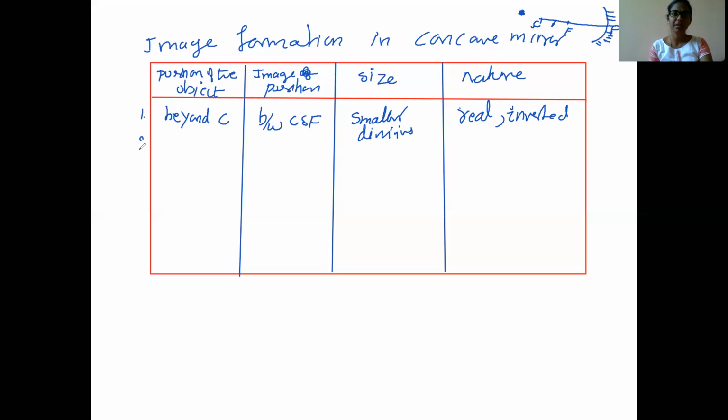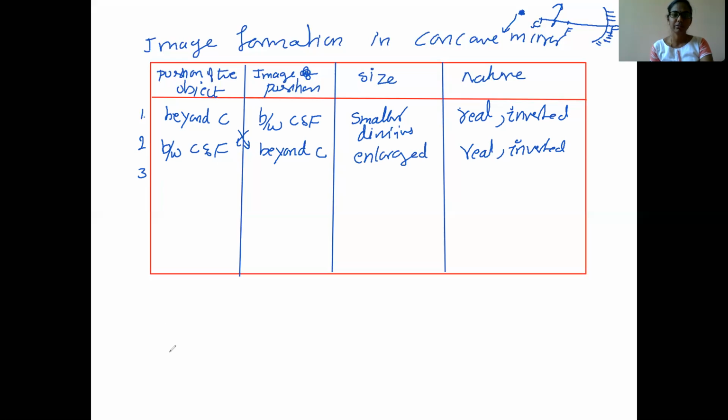Now when the object is placed between C and F, it is the vice versa of this. When the object is placed between C and F, the image will be formed behind C. When the object is behind C, the image forms between C and F; when the object is between C and F, the image forms this side. When an image is formed far from the mirror, it will be of enlarged size, and on the same side, so it is real and inverted.